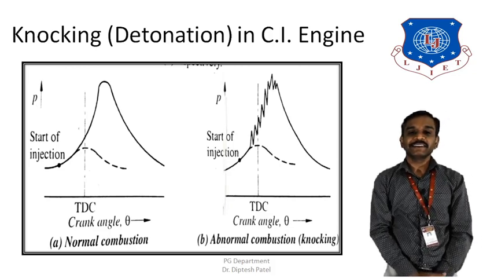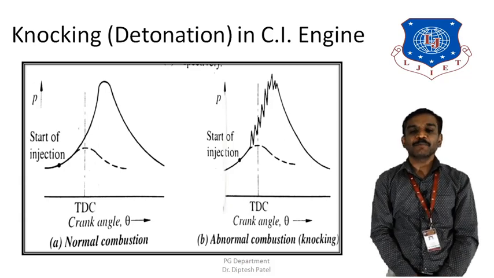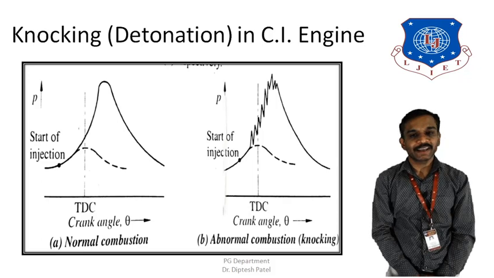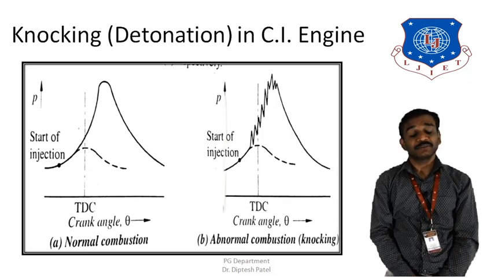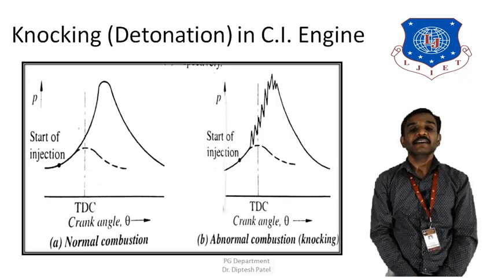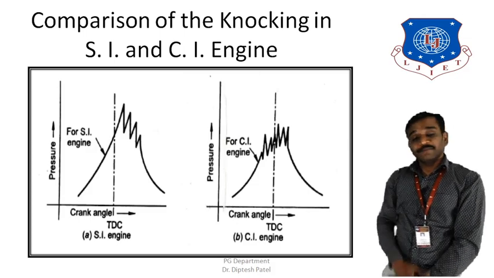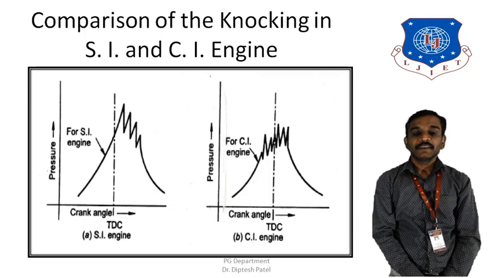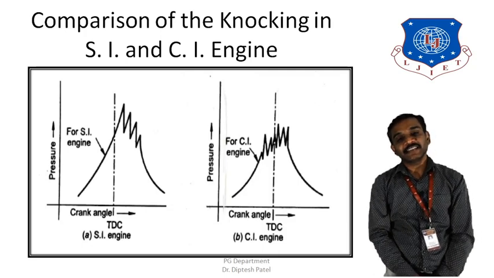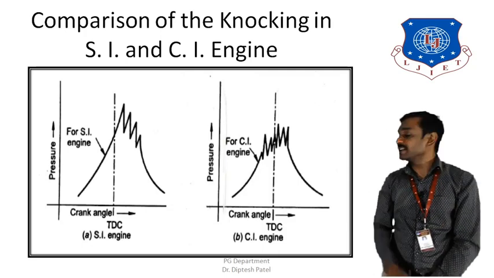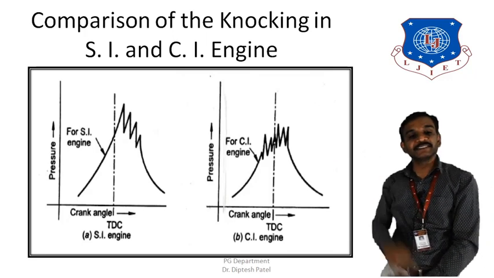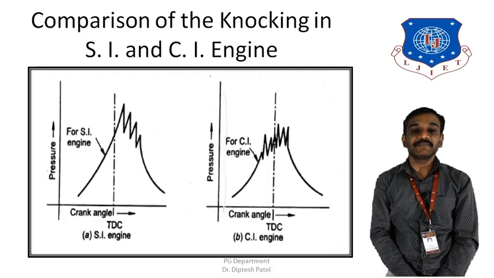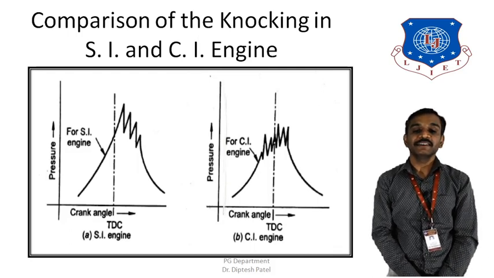Detonation and knocking release a larger amount of power, and there is a possibility of damaging engine components as well, such as the inlet valve, exhaust valve, or the piston head. Now we have seen knocking in the SI engine as well as in the CI engine, but they have a difference. You can see the difference by looking at this curve. Diagram A represents the knocking in the SI engine, while diagram B represents the knocking in the CI engine.